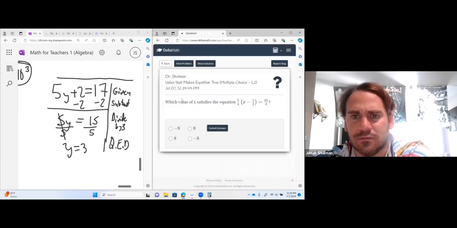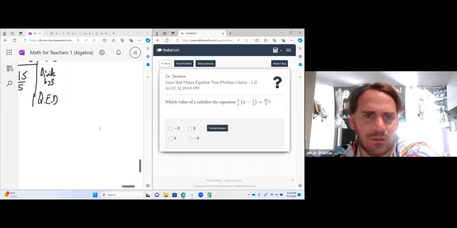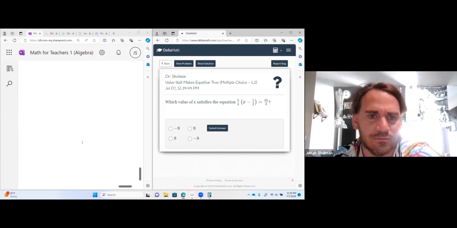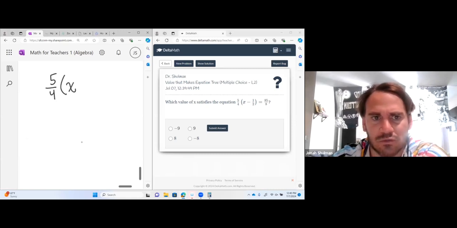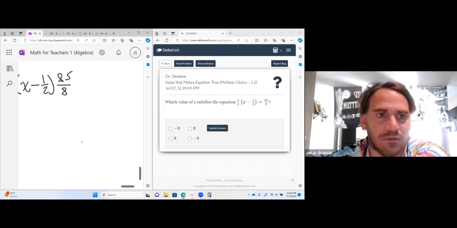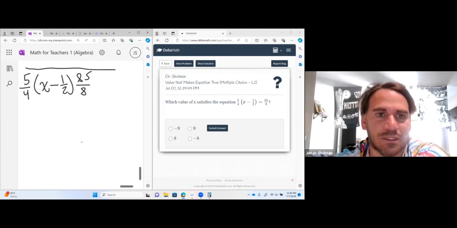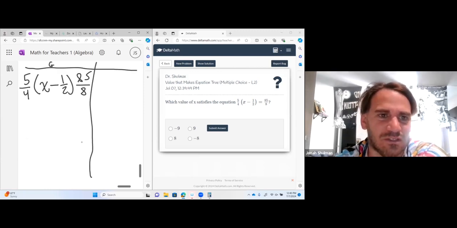All right, let's do a harder one. Oh, that one is way harder. So let's look at one that's a little bit tougher. So we have 5/4 x minus 1/2 equals 85/8. So the best thing I would do is I'd make a little table because the students might get confused, right? There's fractions here. There's all this crazy stuff, right? So let's go to given.